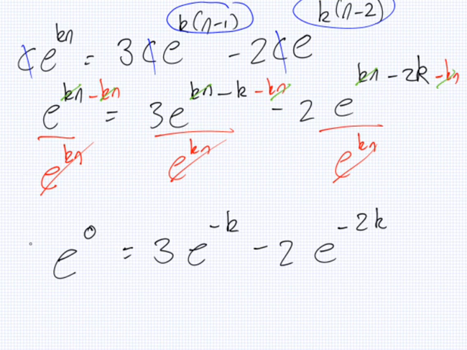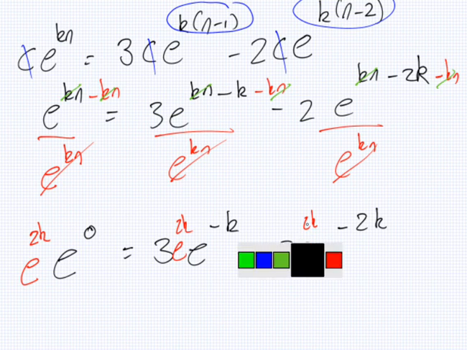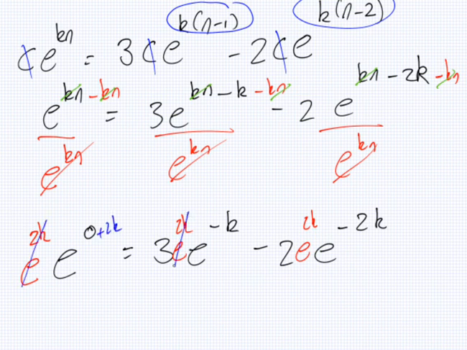So now I get C E^(kn) equals 3 C E^(k(n-1)) minus 2 C E^(k(n-2)). Cool? We're happy? Sorry, I know you're not happy. You understand at least? Yes, okay. Right, what can I do with the C here?